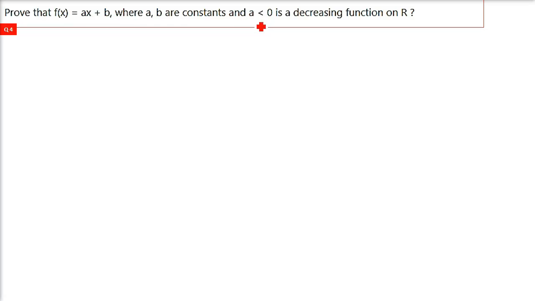Now this question, we have just seen that if a is greater than 0, then the function was increasing. We showed that. The question here is we have to prove ax plus b. Same thing is given, but a is less than 0. So if you are going uphill, what do we do? We start from say x1, go to x2, x3 like that. x1 is lower than x2 and the domain is also given, which is real number.